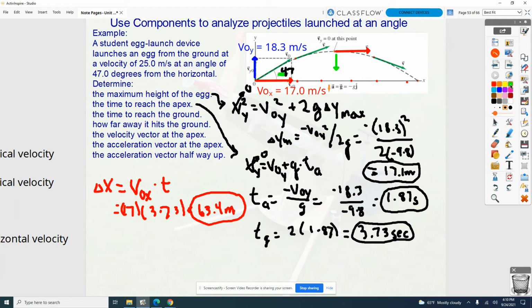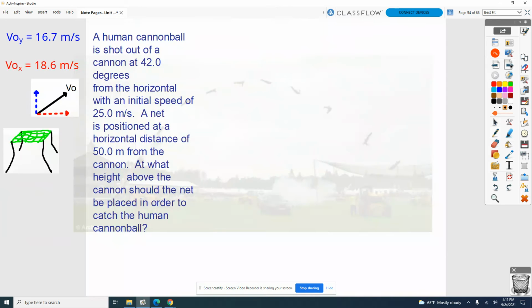What about halfway up? Well, halfway up, we have the exact same acceleration vector. Right? It should be the same throughout. And so that would be the velocity vector at the apex, the acceleration vector at the apex, and the acceleration vector halfway up. Let's go ahead and take a look at the next problem.